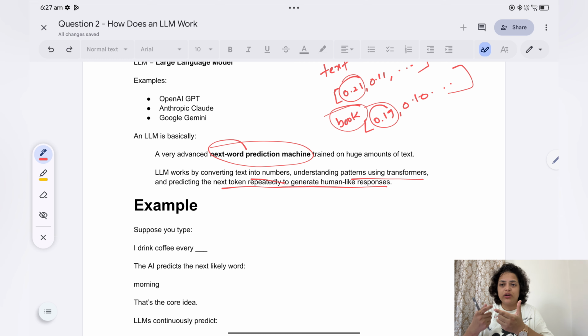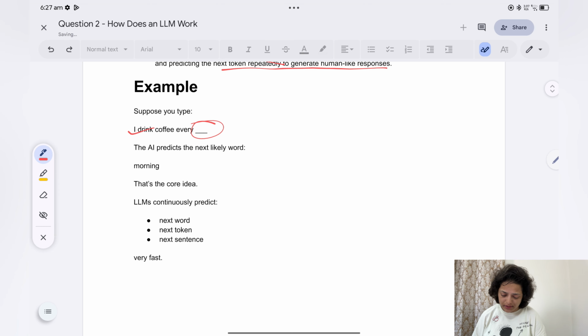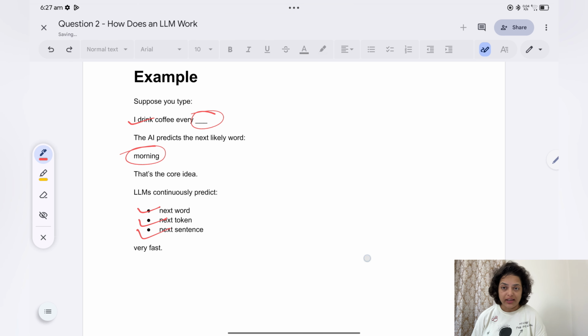After predicting one word, then the second, third, fourth, it forms a sentence and then a paragraph and returns that to you. For example, suppose you type "I drink coffee every". The AI predicts the next word, which should be "morning". That's the core idea: an LLM continuously predicts the next word, the next token, and the next sentence.